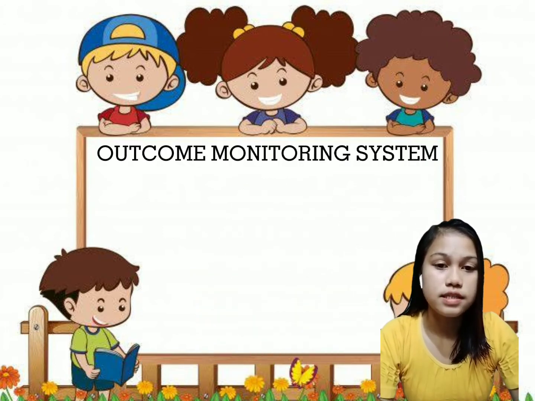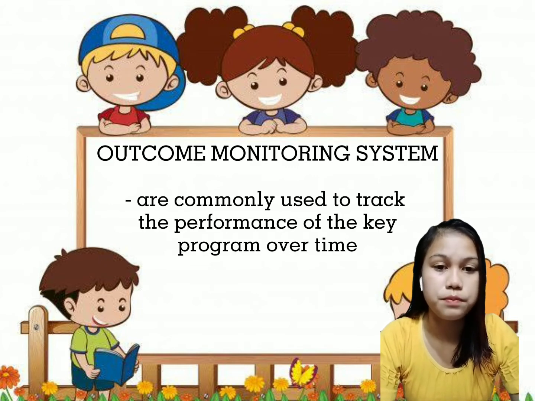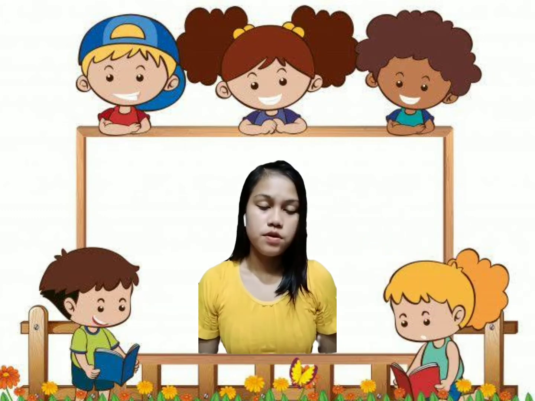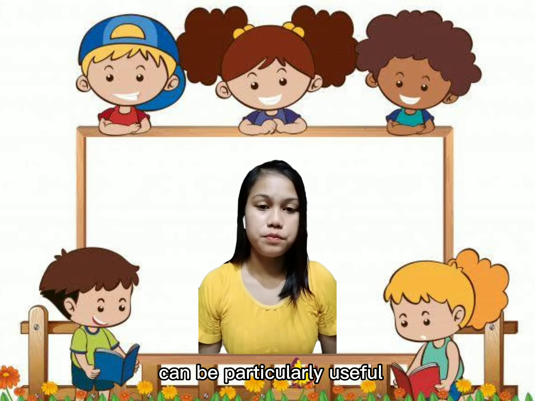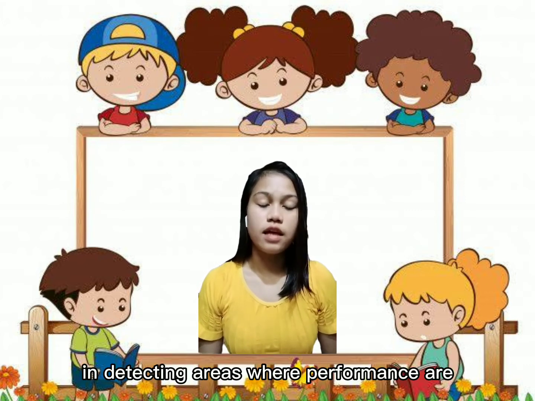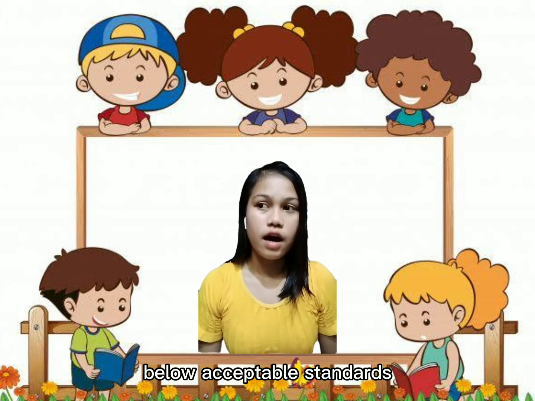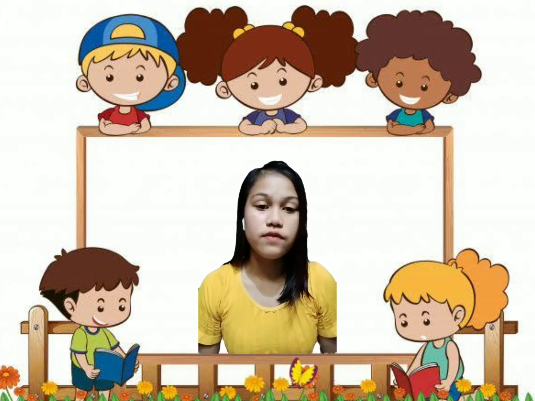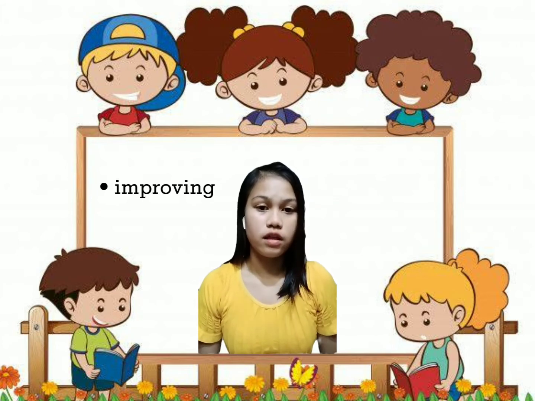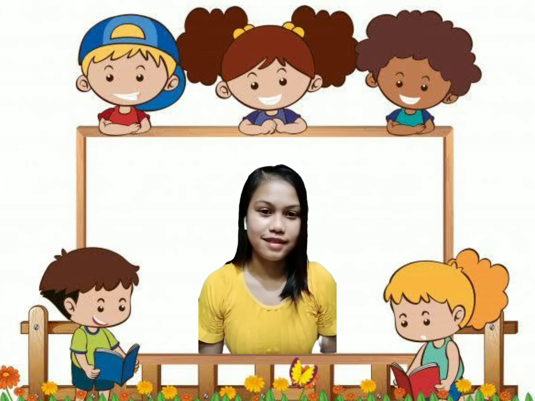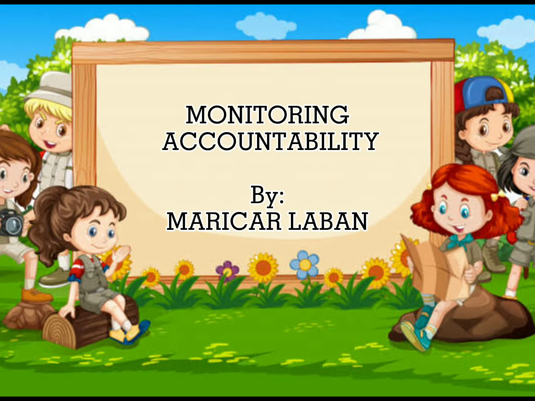Outcome monitoring systems are commonly used to track the performance of key programs over time, measuring short or long-term outcomes. As a whole, monitoring outcomes can be particularly useful in detecting areas where performance is below acceptable standards, and also to know if the activities are improving or getting worse, or whether it is helpful or beneficial or not. Now, let's proceed to monitoring accountability, to be discussed by Ms.